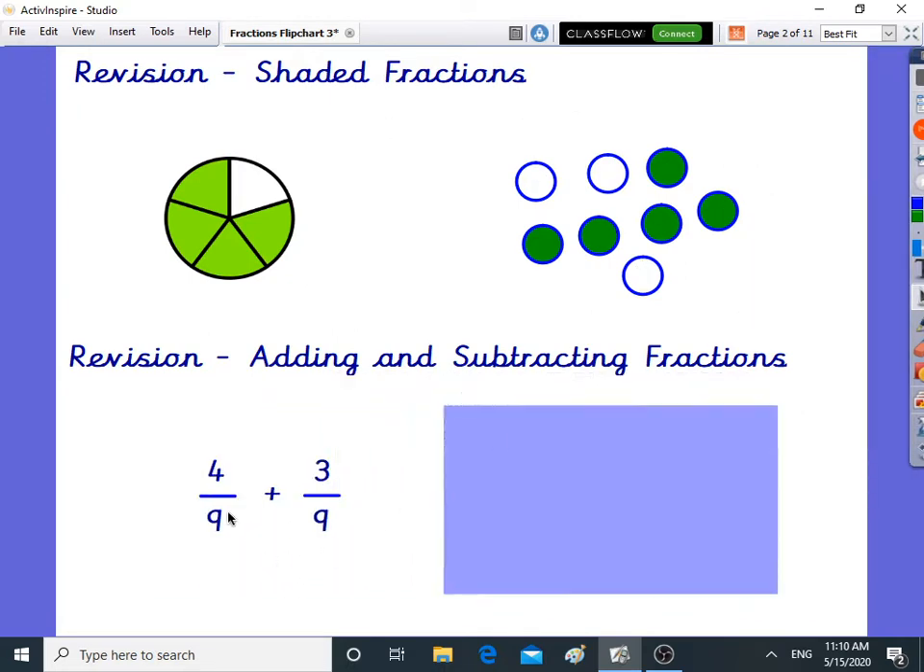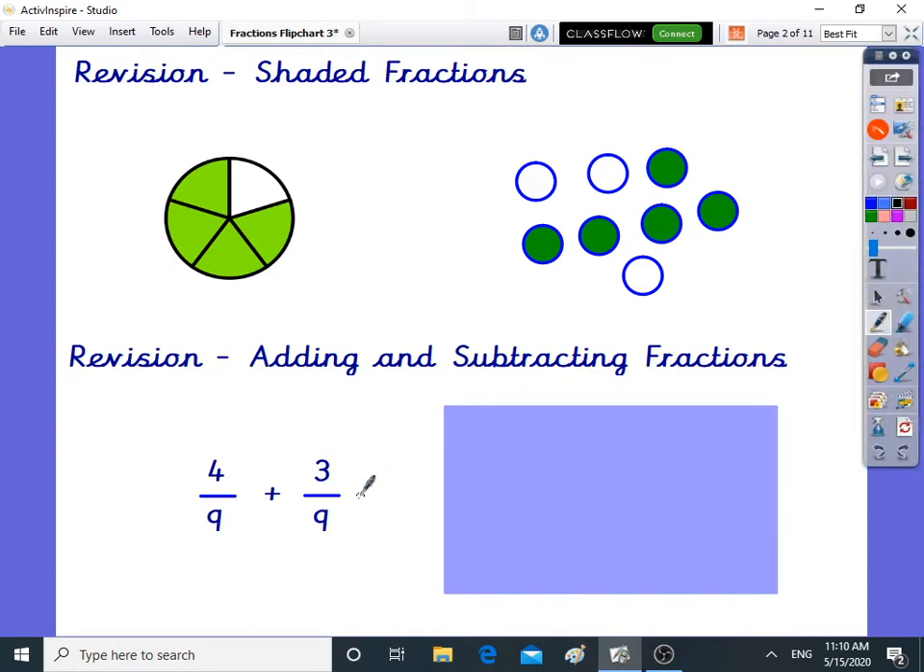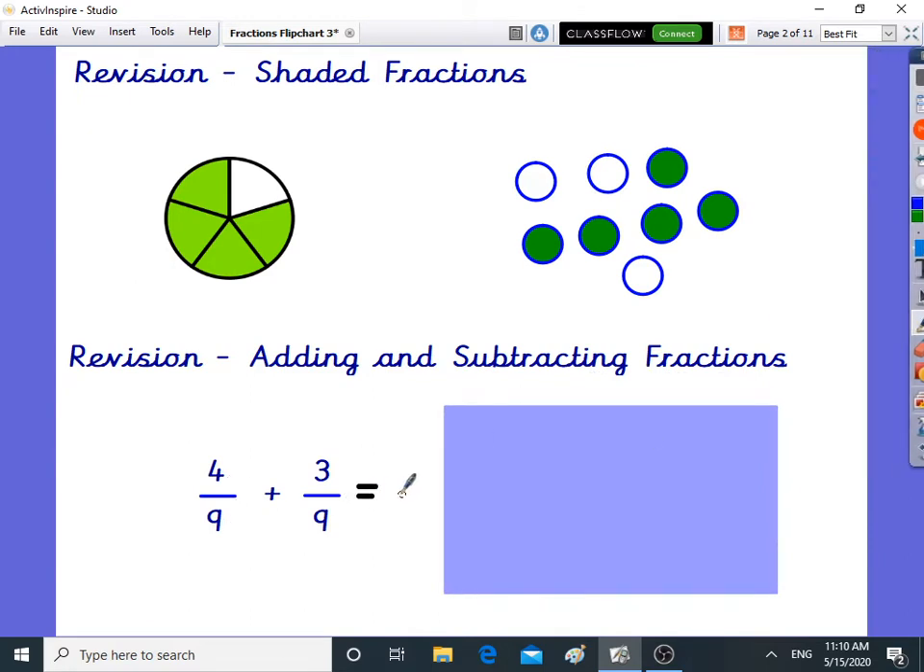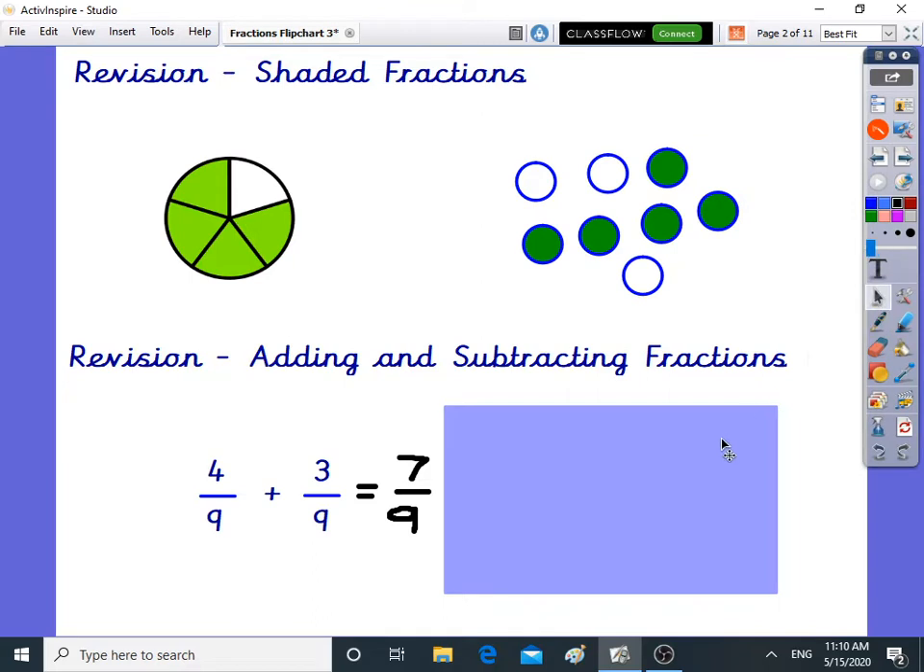We'll move on to what we did yesterday. We did adding fractions, didn't we? 4/9 plus 3/9. You just add the tops. Add the numerators. 4 plus 3 is 7. 9 stays on the bottom. If 9's on the bottom, it stays on the bottom. So 4/9 plus 3/9 is 7/9. Just like 4 bananas plus 3 bananas is 7 bananas. On to the next one.